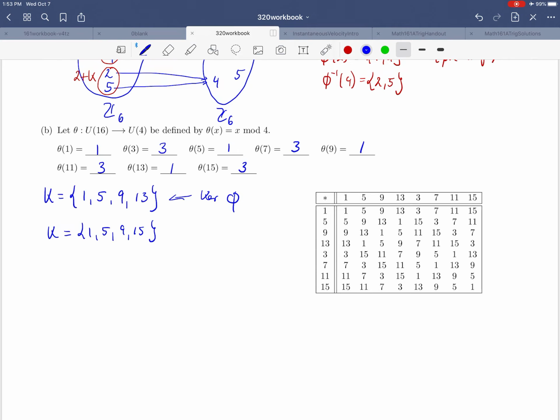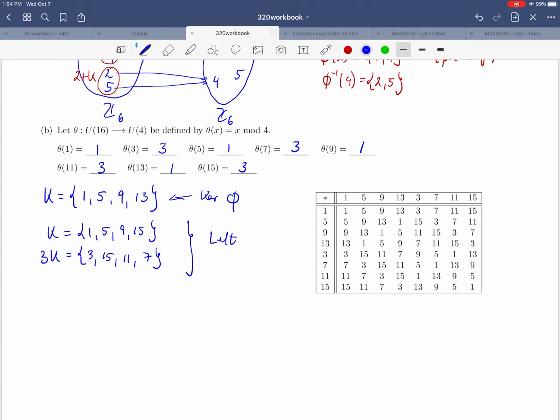And then our cosets, well, there's the kernel itself. I'm going to write it down again. And then we have 3K. And that picks up everything else. 3K is the set containing 3, 15, 11, and 7. And again, these two cosets encapsulate our entire group, U16, and we can draw a similar diagram.